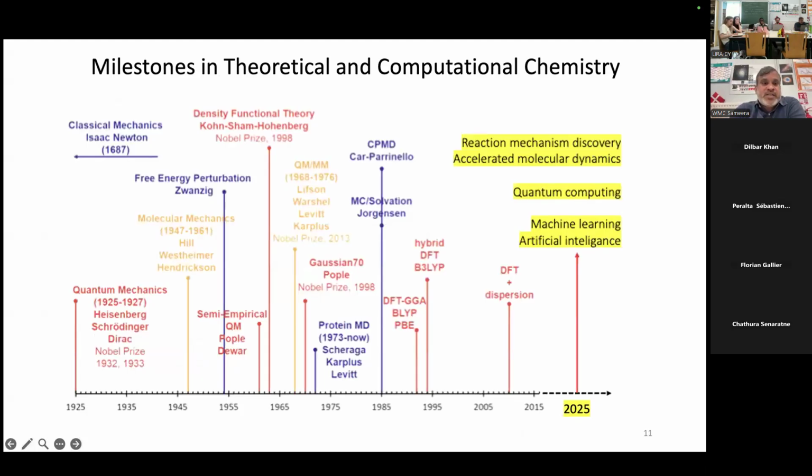So just to highlight some milestones over the past 100 years or so. Before quantum mechanics started, the most popular theory was classical mechanics, mainly developed by Isaac Newton. Classical mechanics can describe the behavior of macroscopic systems, as I mentioned earlier. But scientists realized the importance of quantum mechanics at a later stage.